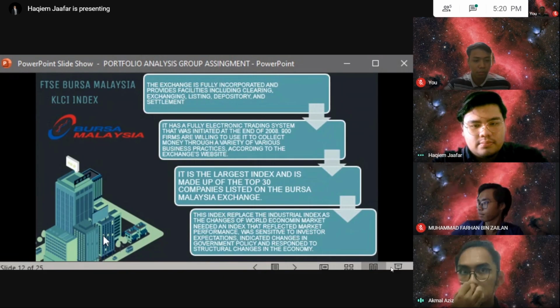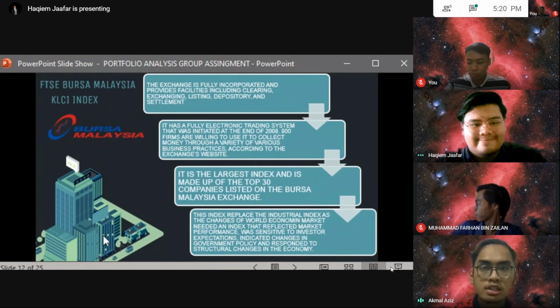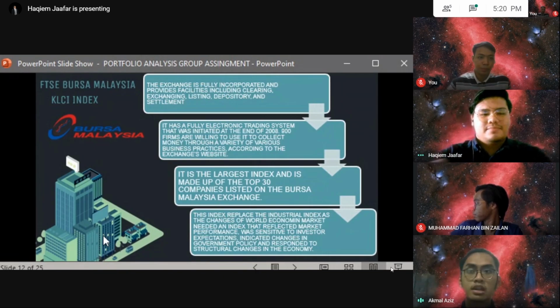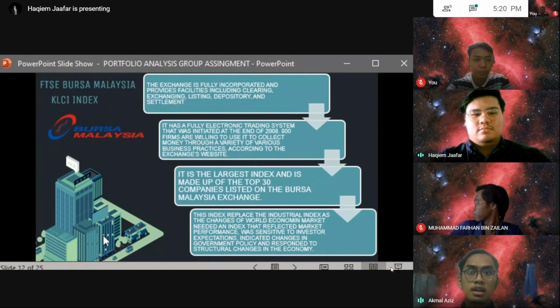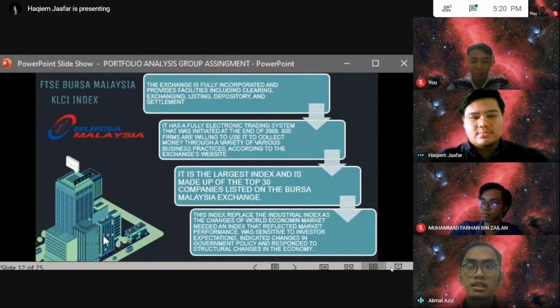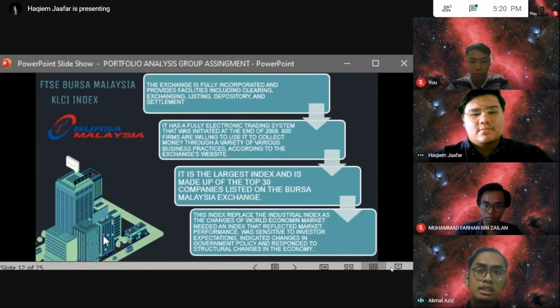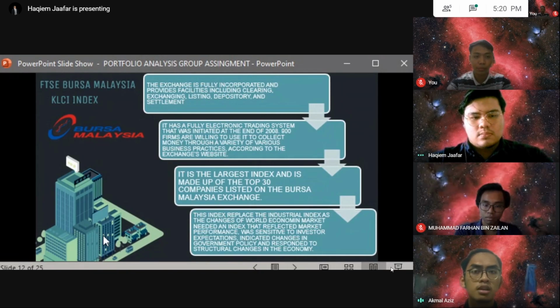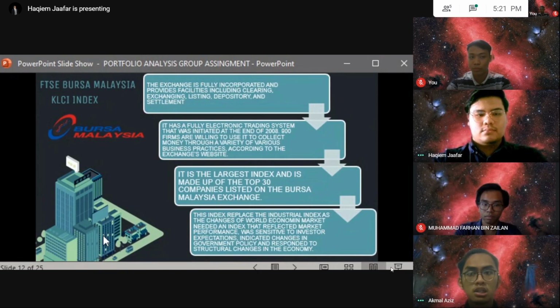After we introduced the five companies, we move to the FTSE Bursa Malaysia KLCI Index, or what we know as Bursa Malaysia. The exchange is fully incorporated and provides facilities including clearing, exchanging, listing, depository, and settlement. It has a fully electronic trading system that was initiated at the end of 2008. According to the exchange website, 900 firms use it to raise money through a variety of business practices. It is the largest index and is made up of the top 30 companies listed on the Bursa Malaysia Exchange. This index replaced the industrial index as the world economy changed; the market needed an index that reflected market performance, was sensitive to investor expectation, indicated changes in government policy, and responded to structural changes in the economy.